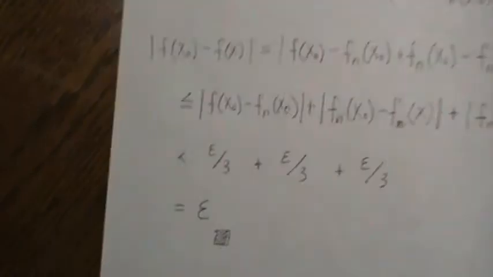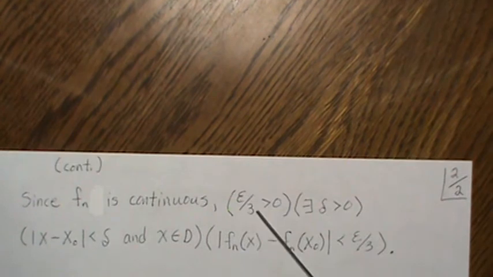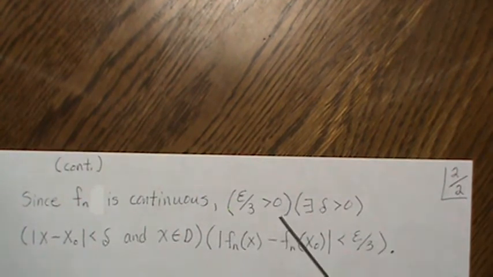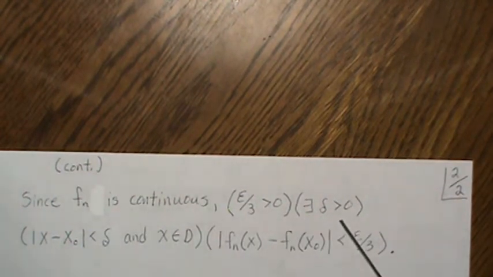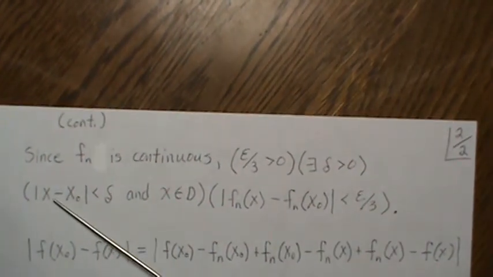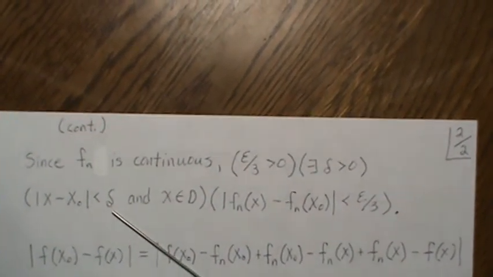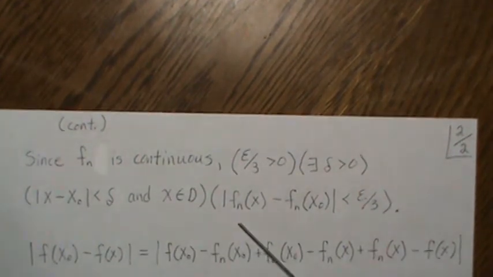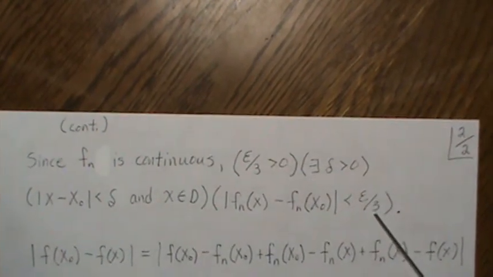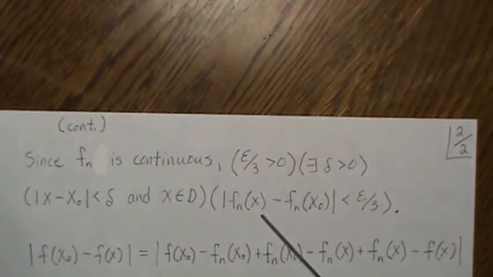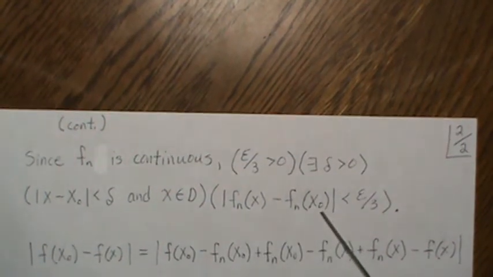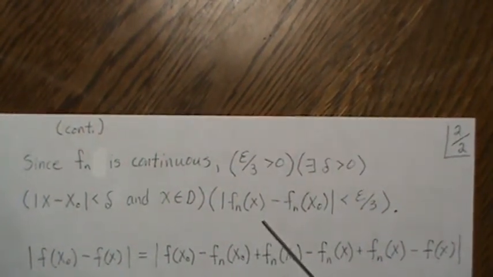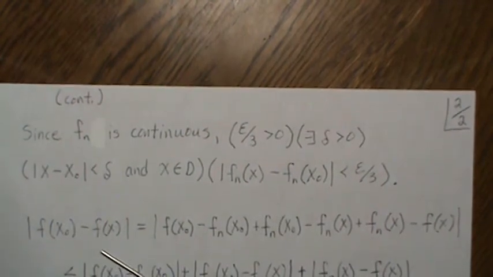That's true. Now, since f of n is continuous, given epsilon over 3 greater than 0, there exists a delta greater than 0 such that when x minus x naught is less than delta, and this is for all x in D, this difference is really small. It's less than epsilon over 3. So notice that f of n is continuous at x naught, for all x.